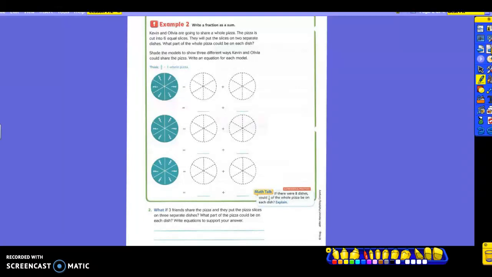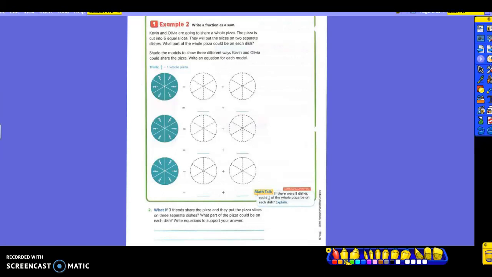Alright, that was one example. We're going to do example number 2 next. This is to write a fraction as a sum. So this one's not going to use unit fractions. Kevin and Olivia are going to share a whole pizza. The pizza is cut into 6 equal slices. They will put the slices on 2 separate dishes. What part of the whole pizza could be on each dish?